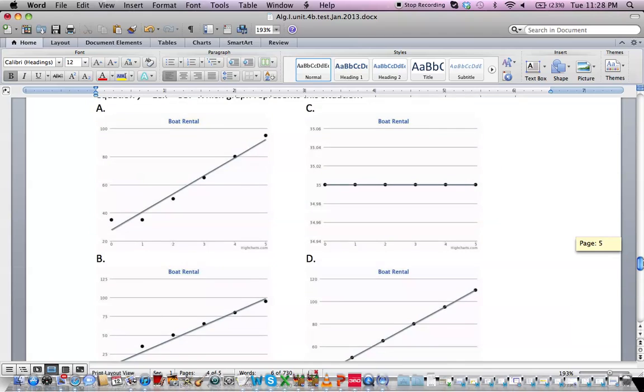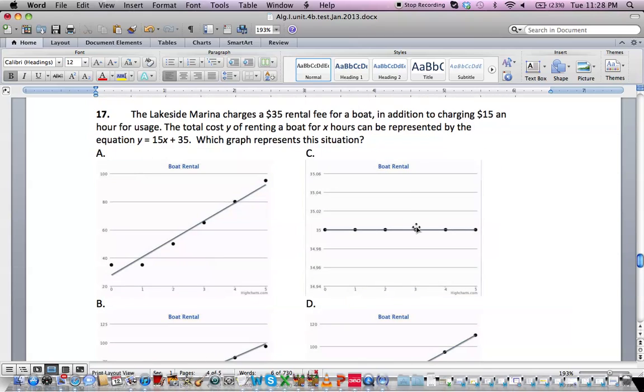And in 17, the Lakeside Marina charges a $35 rental fee for a boat, in addition to charging $15 an hour for usage. The total cost of Y renting a boat for X hours can be represented by the equation Y equals 15X plus 35. Because you already up front, you got to pay $35, and then you got to pay $15 per hour. Okay. Which graph represents this situation?